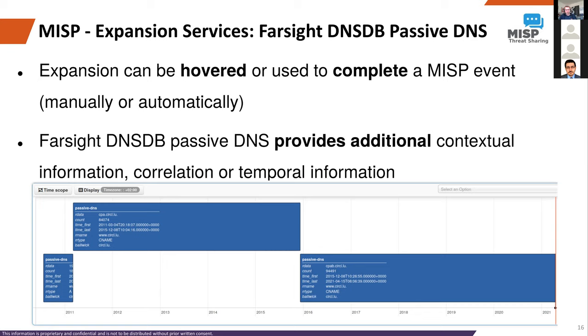I think Farsight provides a trial DNSDB access, and a lot of security researchers, and thanks to them for that, are using DNSDB for doing their investigations. Usually it's a very good source of information for finding additional information. If there's no specific question regarding MISP, I will hand over to Boris.